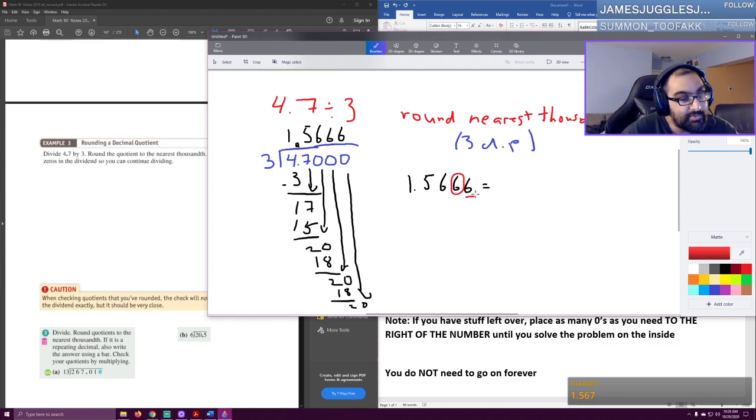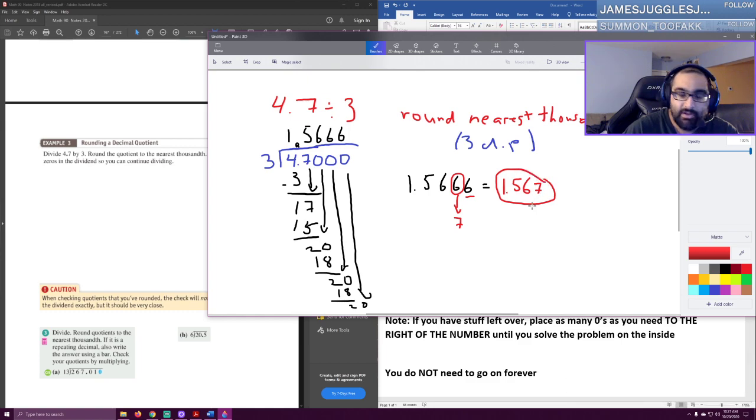So in this particular case here, we want to round it up by 1. So this 6 now becomes a 7. Remember, everything after that is a 0. So essentially, we're going to get 1.567 to be our final answer for this problem. That's correct. Good. All right. Any questions about that?